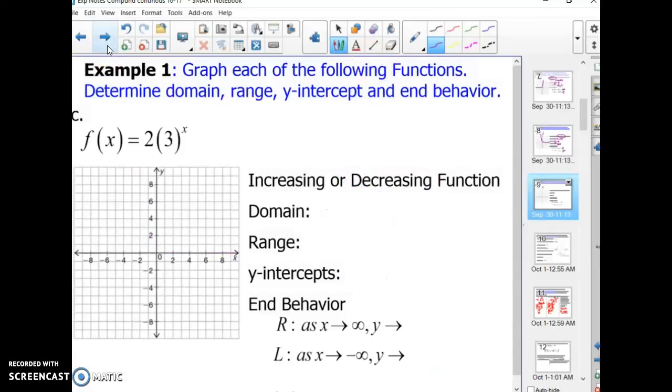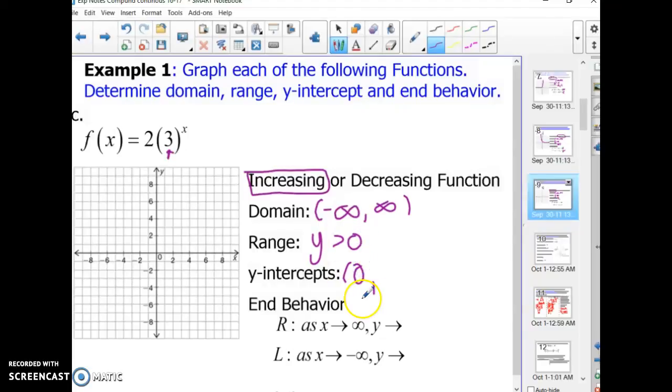Last one, 2 times that. So here's the thing, b values bigger than 1, we're increasing. The domain doesn't change, -infinity to infinity. My range is going to stay the same because we're going to be above that. For the y-intercept, if I put in a 0, 3 to the 0 is 1, 1 times that 2, so I get 0 and a 2.